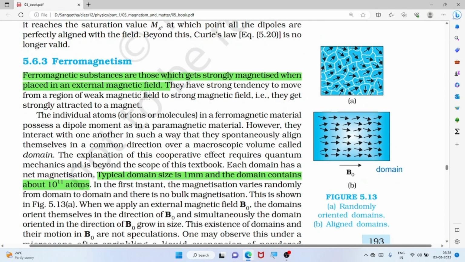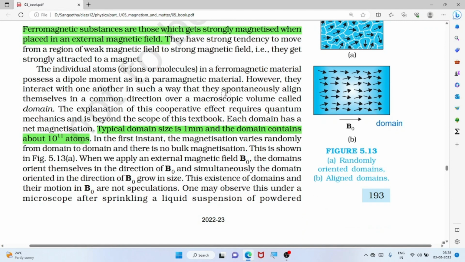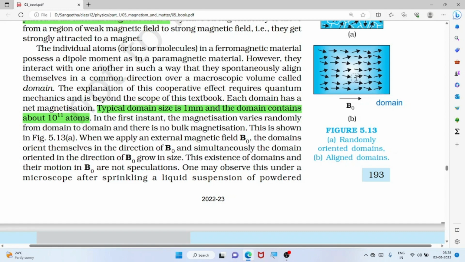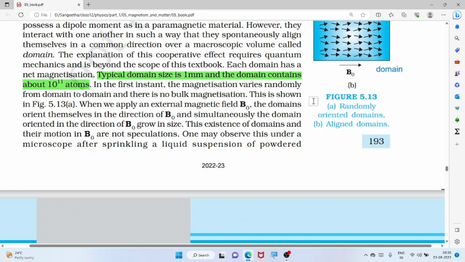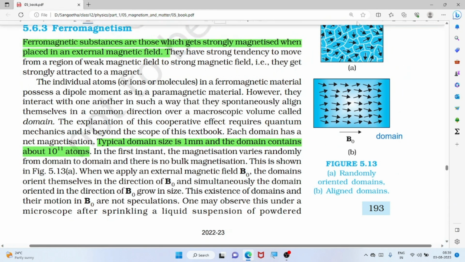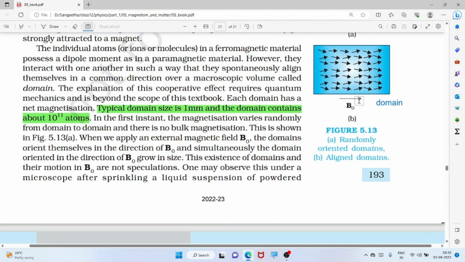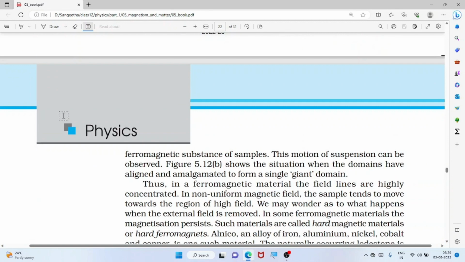Ferromagnetic substances are dealing with domains. Ferromagnetic substances get strongly magnetized when placed in an external magnetic field. This is the perfect alignment of the domains. This is the random alignment. This is a randomly aligned domain. This is the perfect alignment of the domain. Typical domain size is much smaller.